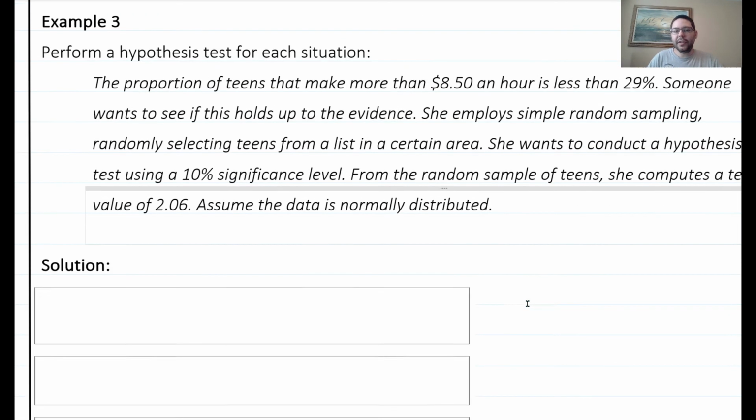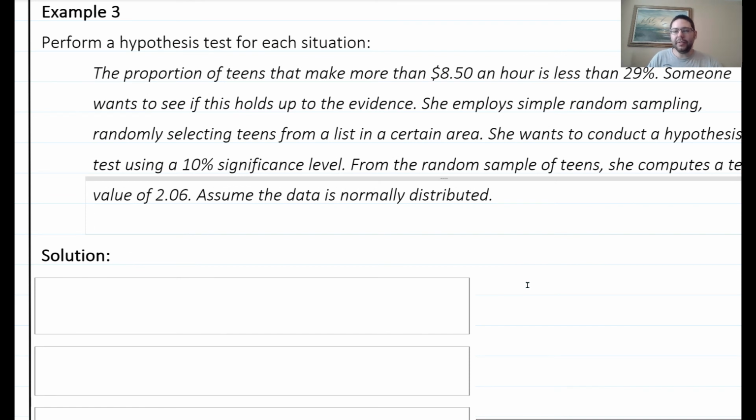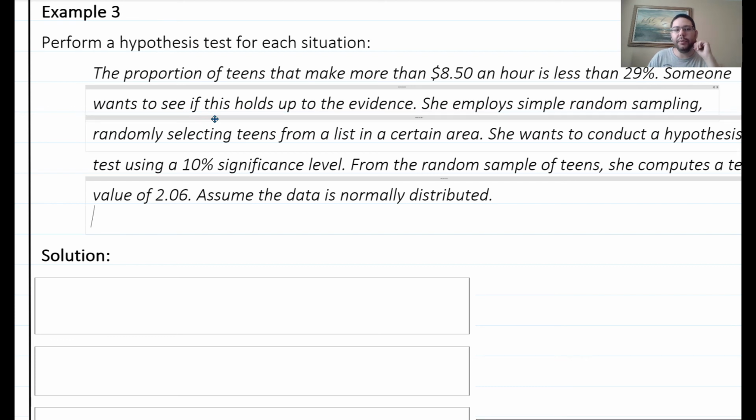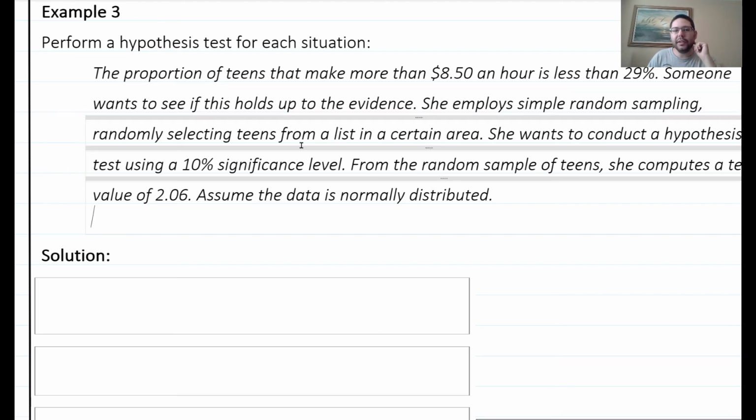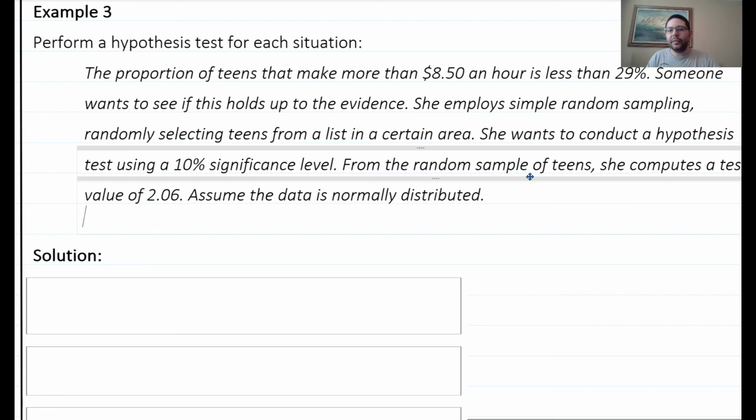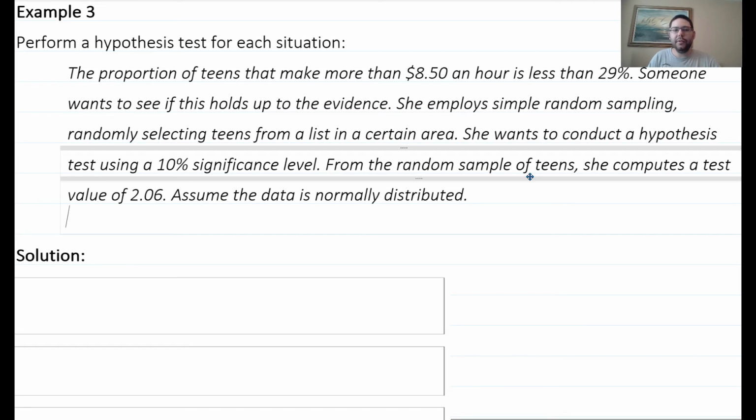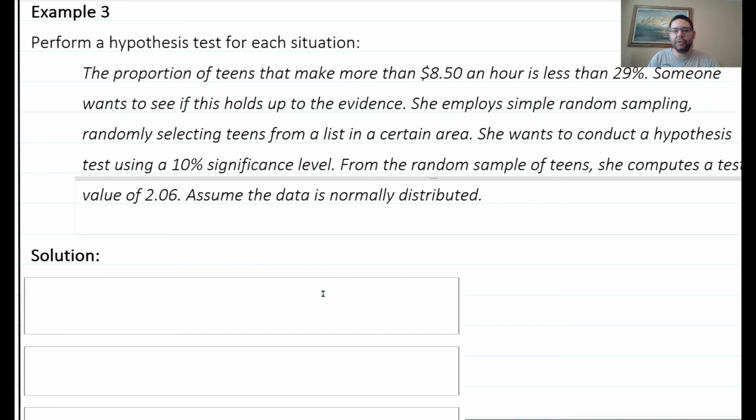So the proportion of teens that make more than $8.50 an hour is less than 29%. Someone wants to see if this holds up to the evidence. So she used simple random sampling. She wants to conduct a hypothesis test using a 10% significance. From the sample of teens, she computes a test value of 2.06, assume normal distribution.